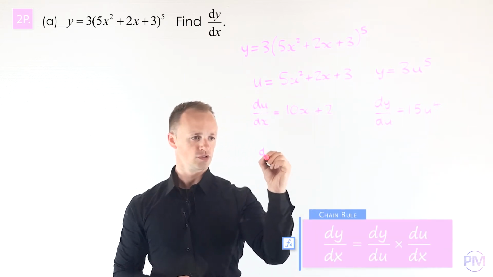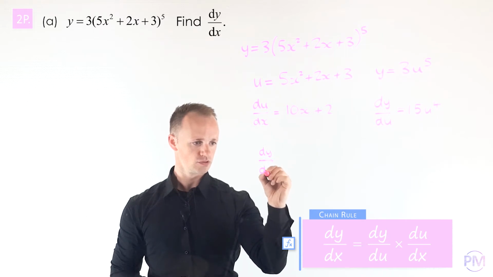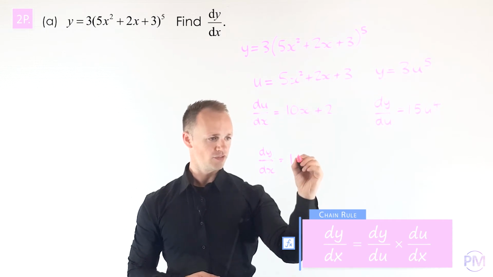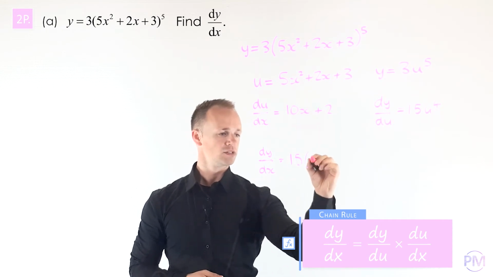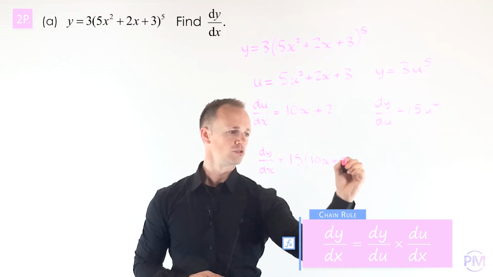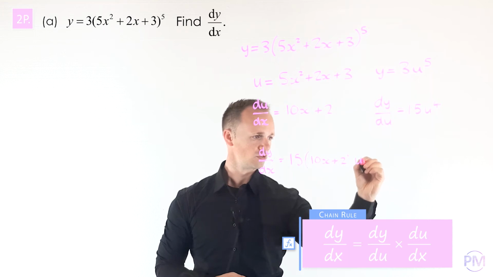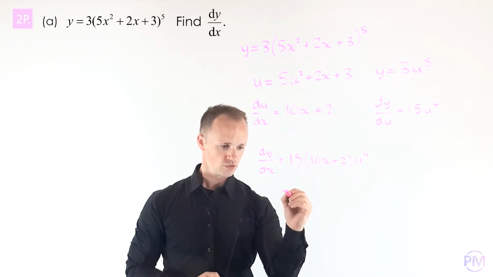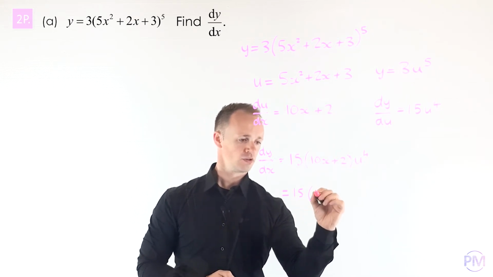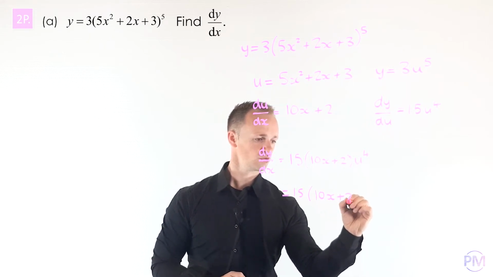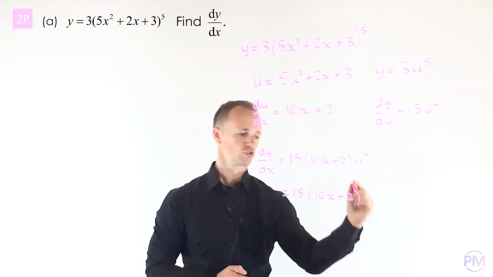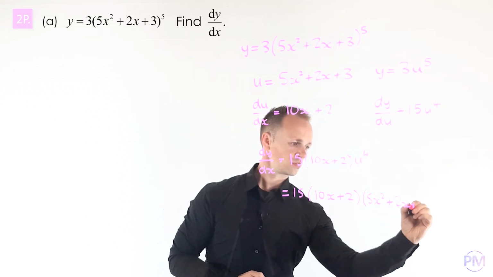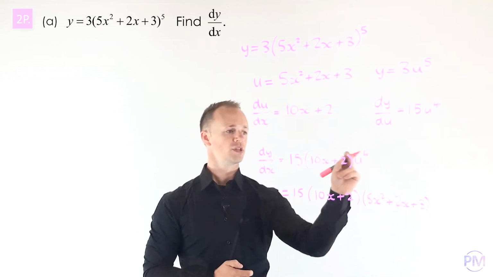That gives us dy by dx equal to this multiplied by this. So I'm going to put the 15 here first. Then I'm going to put this in, 10x plus 2. And then u to the power of 4. Finally, we just have to substitute back in for u. So we get 15 times 10x plus 2. And then u is 5x squared plus 2x plus 3. That is all to the power of 4.